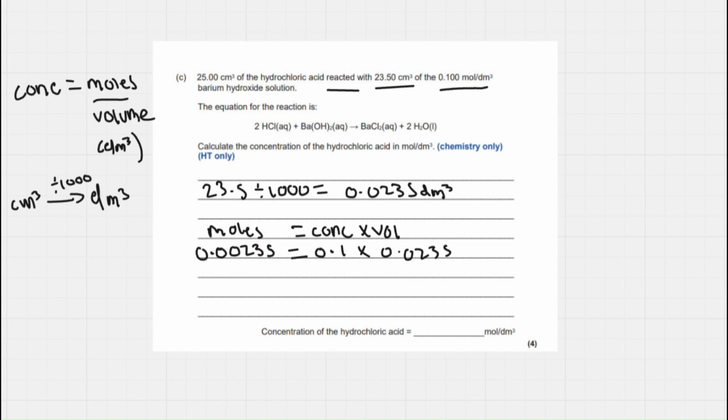moles. So what I'm going to do is I'm going to write moles on the side over here. And for barium hydroxide, I'm going to put 0.00235.